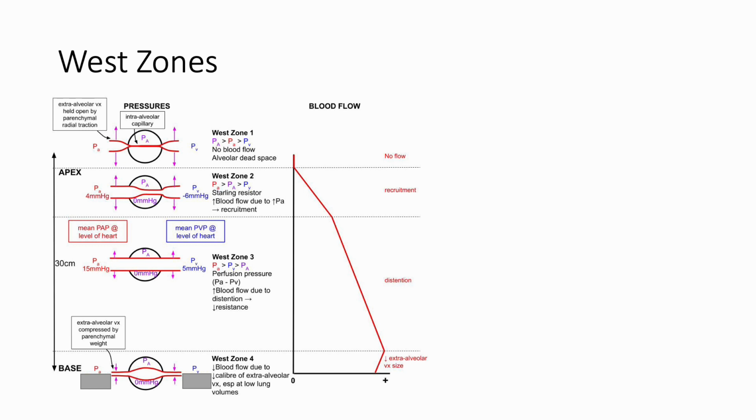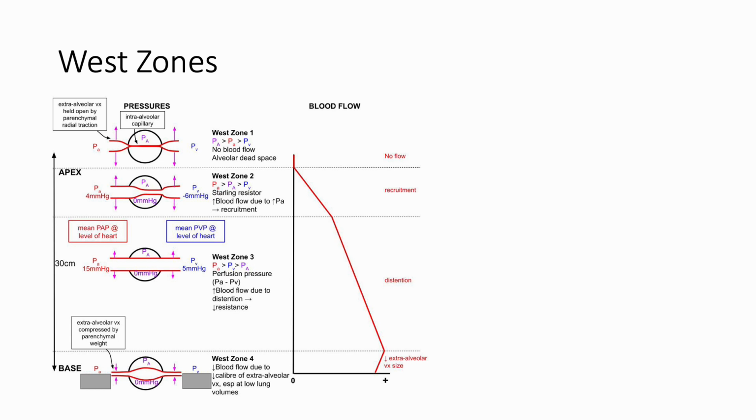The next thing to understand is why perfusion increases going from the apex to the base. And the common response to this question is to say that because of the effects of gravity going towards the base, there's an increase in perfusion pressure, and that's what causes the increase in blood flow. And this is generally followed on by a description of the different West zones.